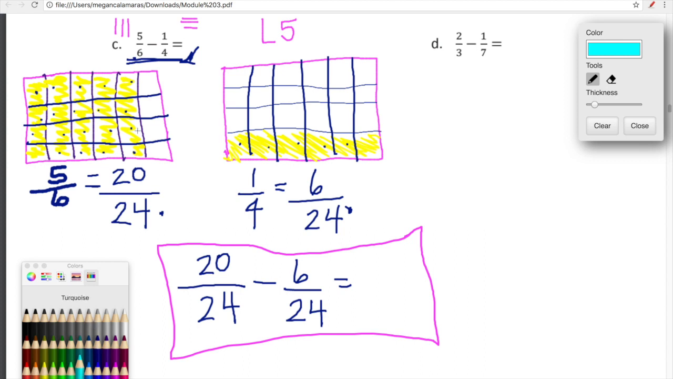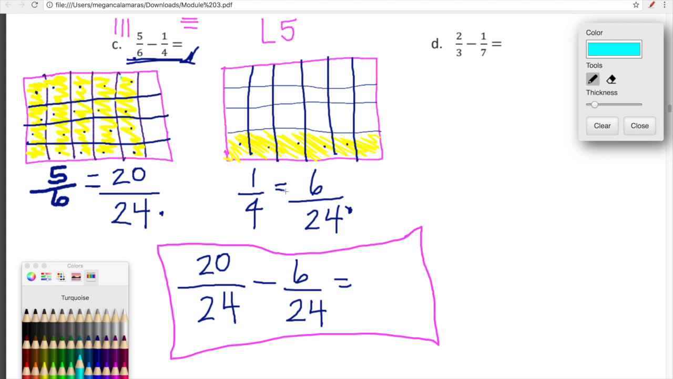So we're starting off with 5/6 or 20 24ths, and then we're taking away 1/4 or 6 24ths. And the modeling of this is very simple. All we need to do is take away 6 24ths. We're going to model that taking away with x's. Ready? We're going to take away how many 24ths, Kyle? 6. Thank you, sir.